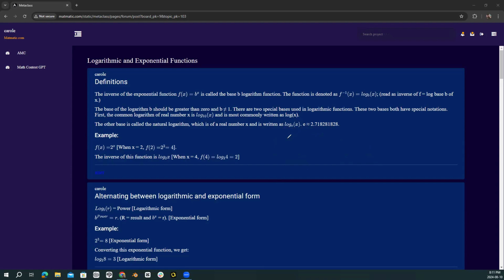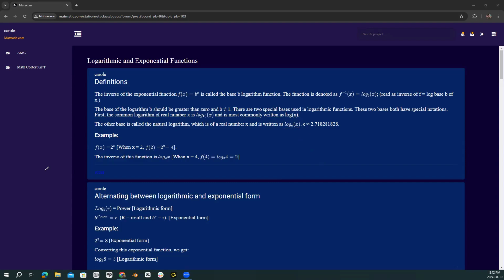Also, the special notation for this is usually written as ln x instead of log base e of x.